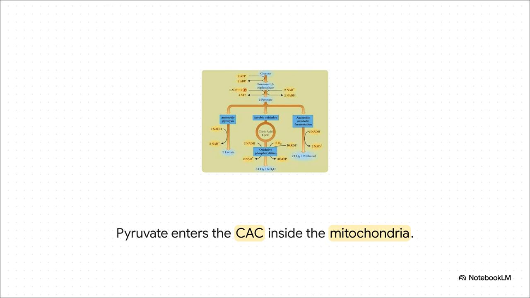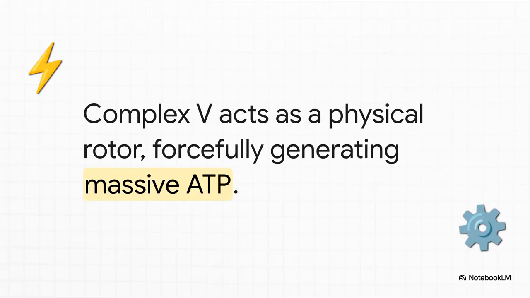Now, as this cycle spins, it does produce a tiny amount of energy, but its real purpose is to strip high-energy electrons off the carbon skeleton, capturing them in specialized carrier molecules called NADH and FADH2. Those carriers then bring their high-energy electrons to the electron transport chain, which is embedded in the inner mitochondrial membrane. The electrons are passed like hot potatoes across 4 protein complexes. As they move, their energy is used to pump protons out of the matrix, creating this massive pressurized gradient.